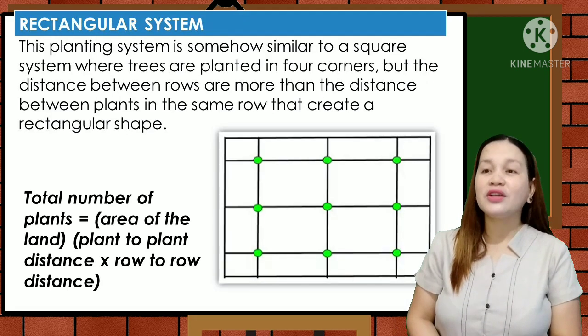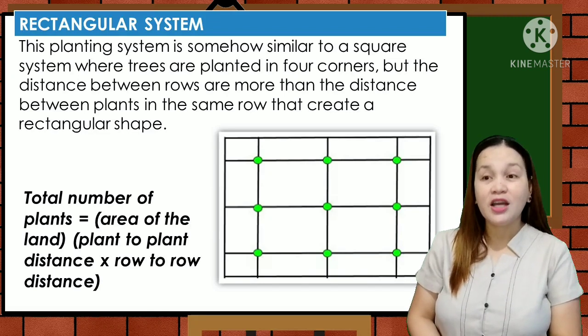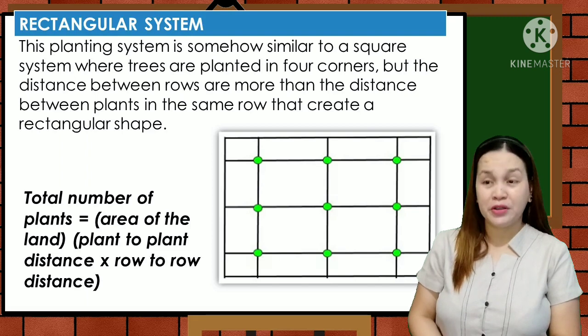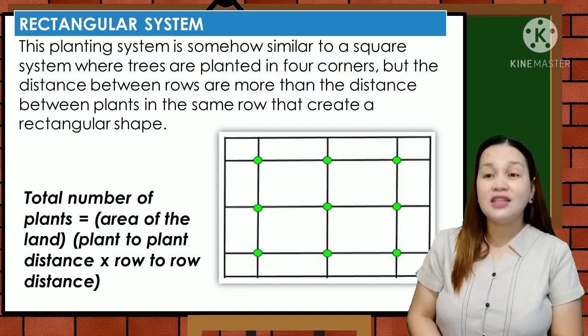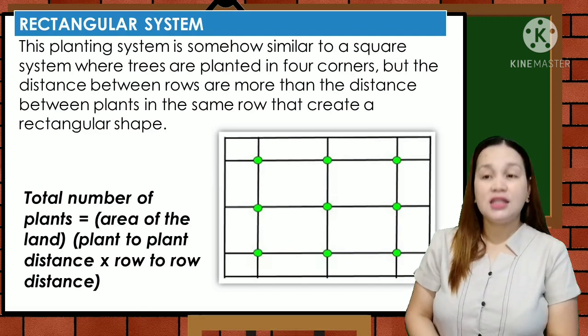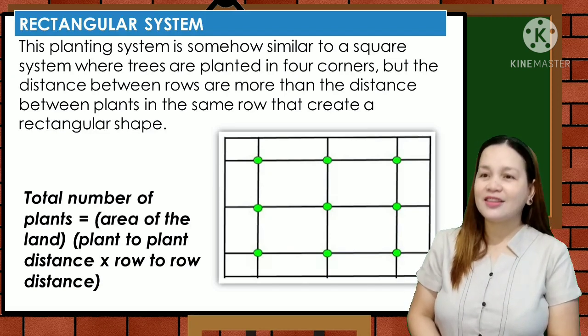Another is the rectangular system. This planting system is somewhat similar to a square system where trees are planted in four corners. But the distance between rows is more than the distance between plants in the same row, which creates a rectangular shape.